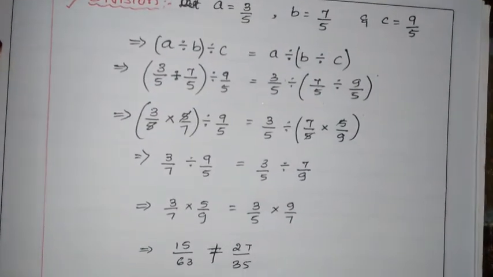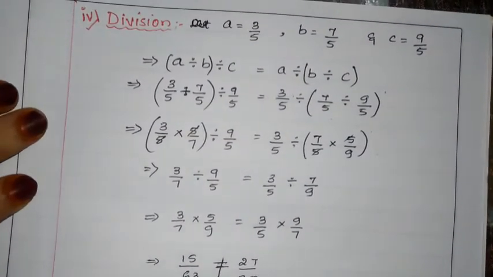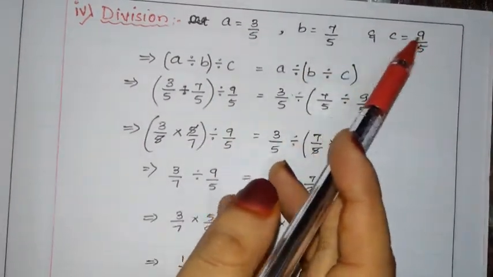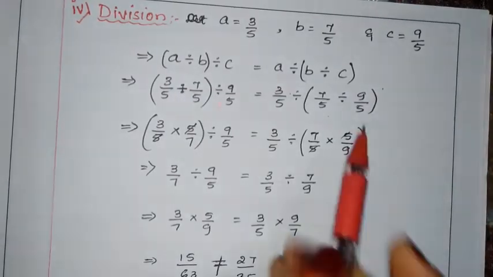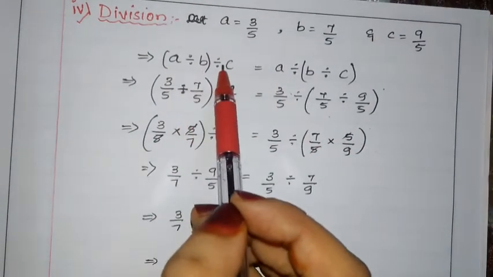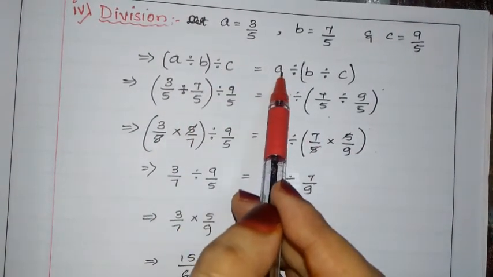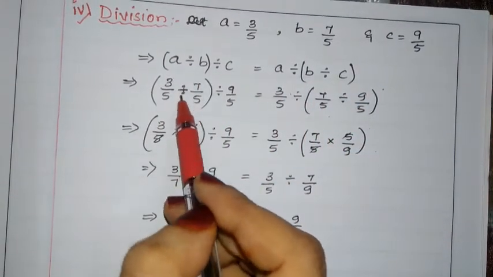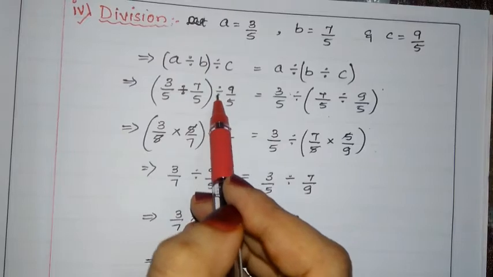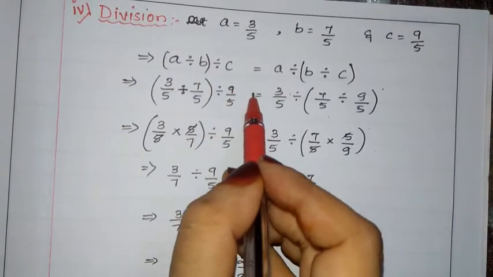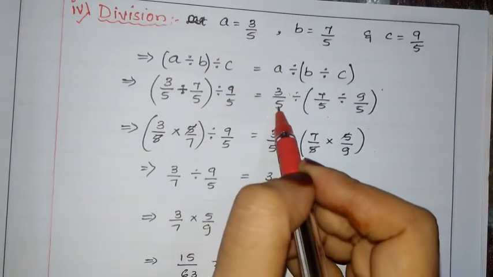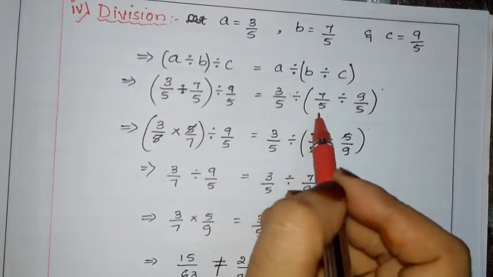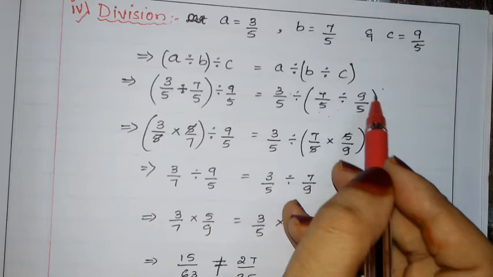Now let us check the division, the last part of this property. a equals 3 by 5, b equals 7 by 5 and c equals 9 by 5, I have written. So (a divide b) divide c equals a divide (b divide c). The a value is 3 by 5 divide 7 by 5, divide 9 by 5, equal to a value I have taken 3 by 5, divide sign as it is, bracket as it is, b 7 by 5 divide and c 9 by 5.